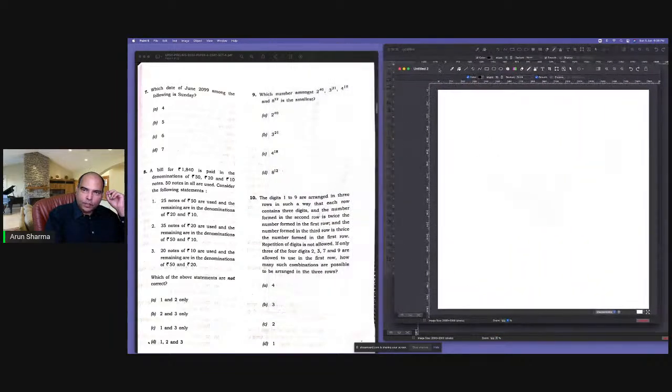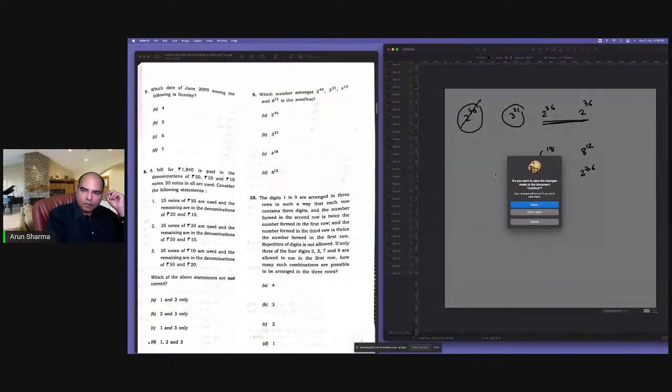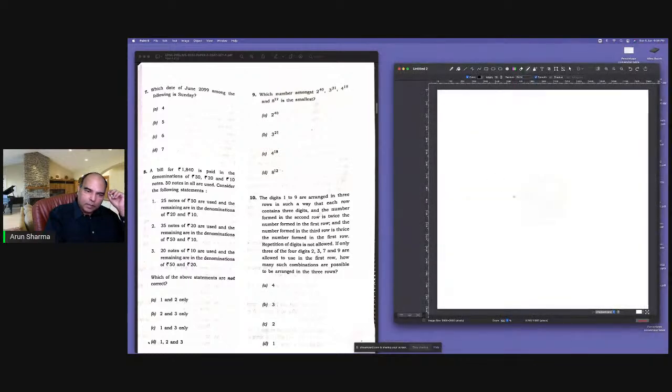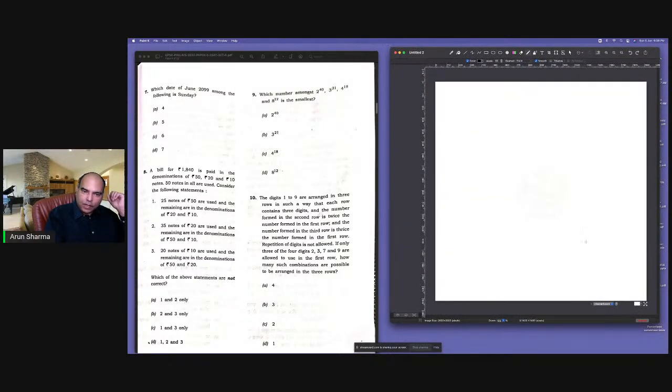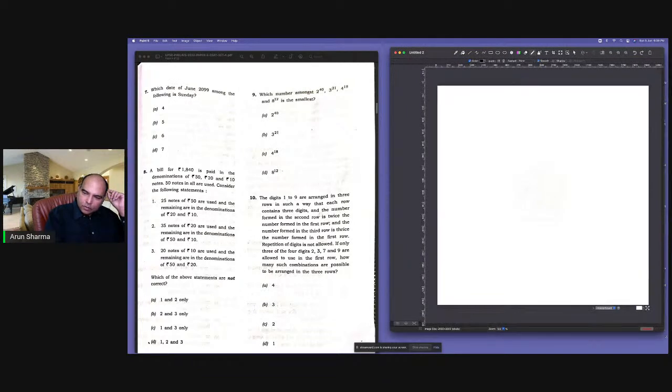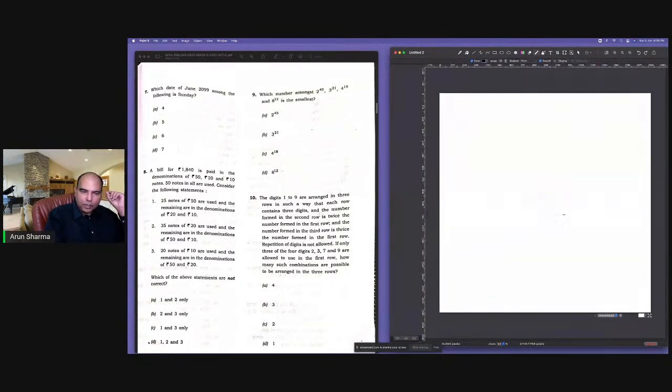ठीक है, अगला प्रश्न देखते हैं. The digits 1 to 9, question 10. The digits 1 to 9 are arranged in 3 rows in such a way that each row contains 3 digits. ये रिएक्शन है. जितना पढ़ते हो उतने पे रिएक्ट करना है. तुम्हारा वो होना चाहिए कि ये पढ़ लिया, ऐसे कुछ रिएक्शन आ रहा है, तो रिएक्शन करके आगे बढ़ना चाहिए.